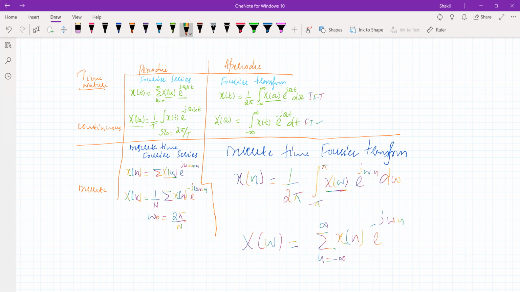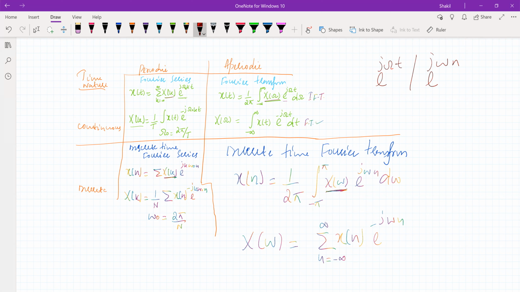Please don't be afraid of this. The fundamental concept is the same: we can express any x of t or x of n as a weighted sum of sinusoids. This time the sinusoids we are using are complex sinusoids, e raised to the power j omega t or e raised to the power j omega n. Here the coefficient is x of k, here it is x of omega, here it is x of k again, and here it is x of omega. These are simply the coefficients, don't be afraid of them.